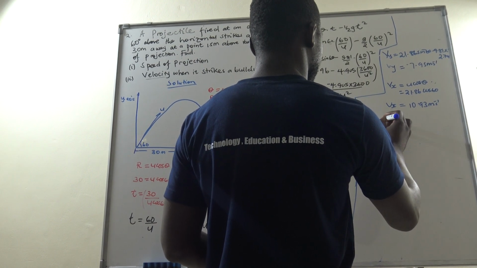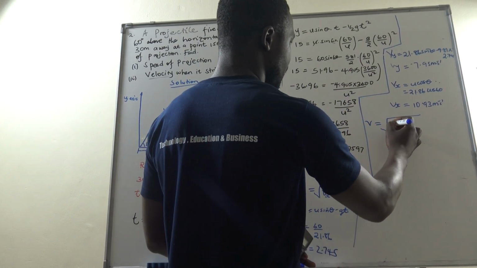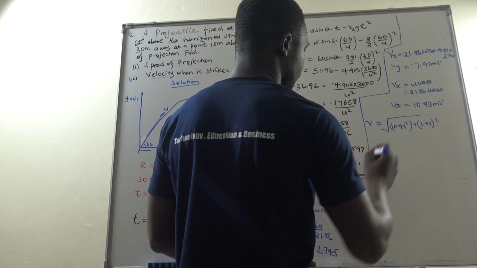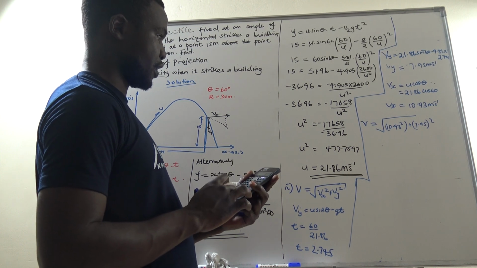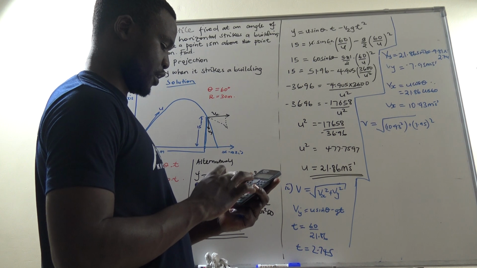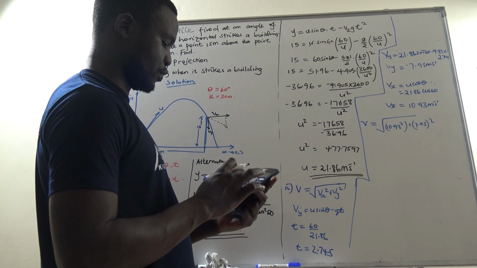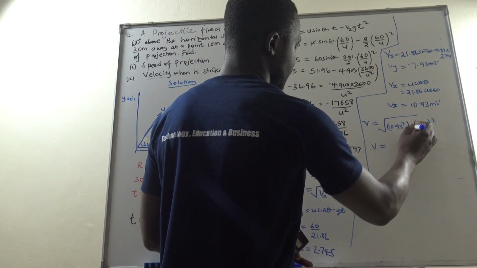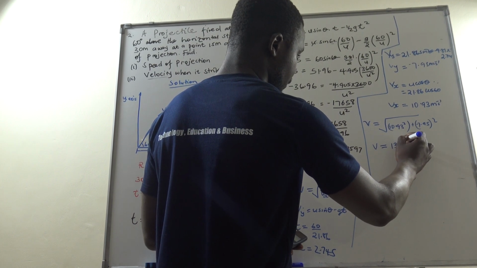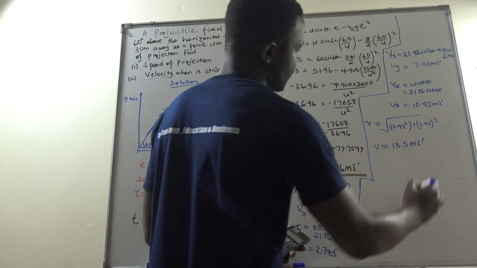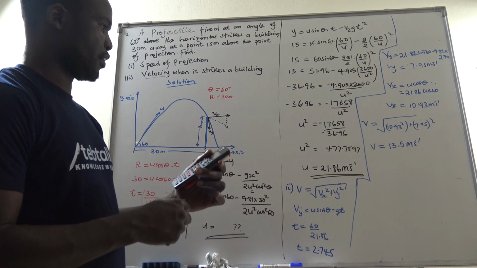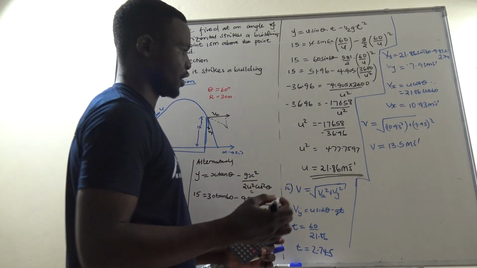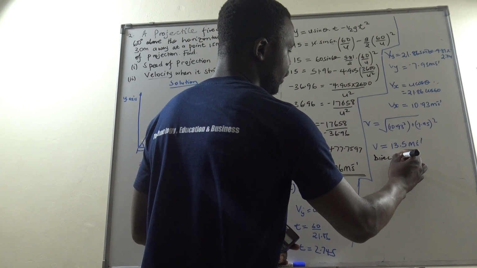Therefore, my V, I'm substituting Vx, this is the square root of 10.93 squared plus 7.95 squared. I get my resultant velocity as 13.5 meters per second. But remember that velocity is a vector quantity which has both the magnitude and direction. Therefore, I'm also supposed to get the direction.